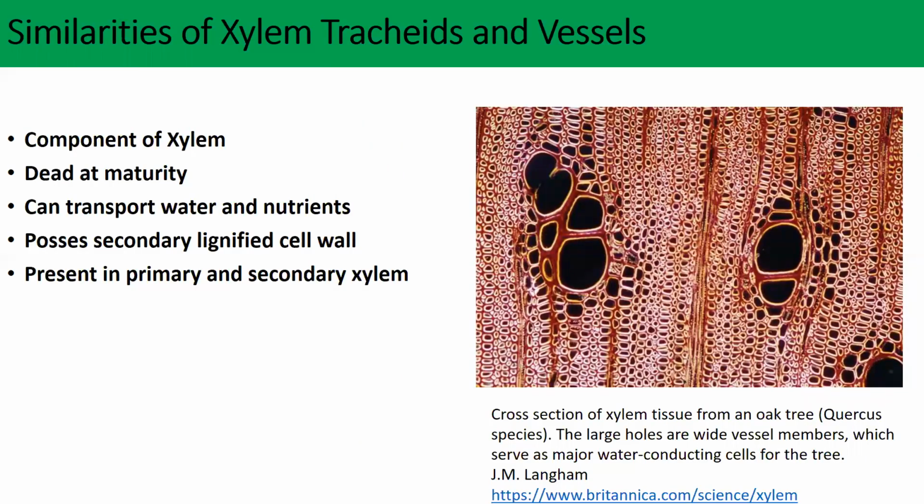So let's discuss some similarities and differences between xylem tracheids and vessels. So here are some similarities. Both these elements are components of xylem, and both of them are dead at maturity. Similarly, they can transport water and nutrients. Both cells possess a secondary lignified cell wall, and both are present in primary and secondary xylem.